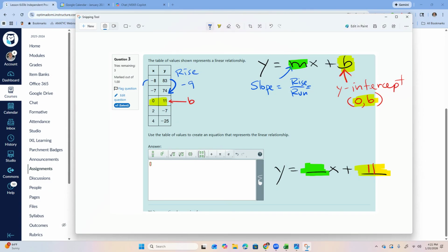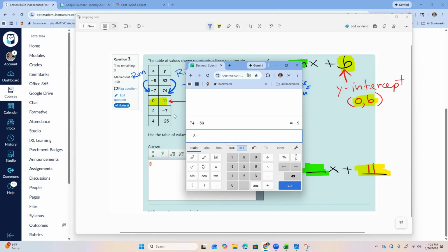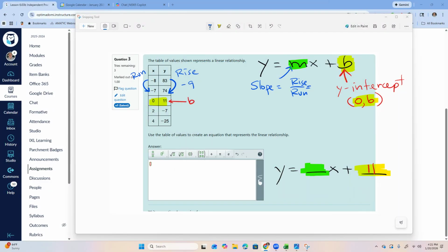And then I'm going to do my run, which is the first two rows of the x's. I'm going to do the same thing again. Negative 7, always subtract the second number from the first number. Negative 7, subtract negative 8, and you can see I got 1. So my run is 1. The rise is negative 9, the run is 1. When you simplify that, that will be negative 9. That's what goes here.